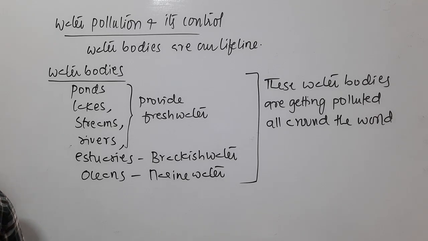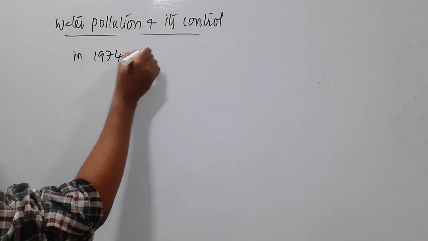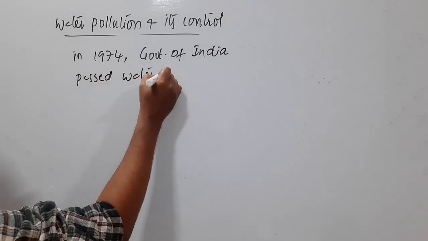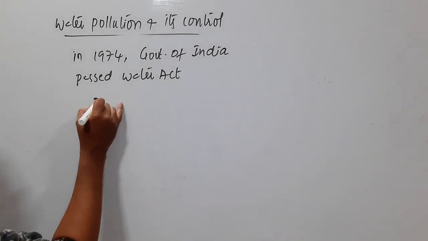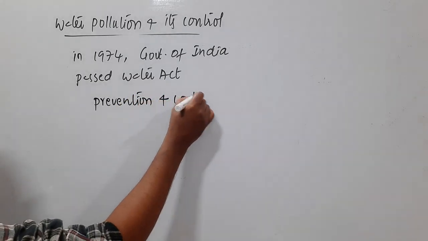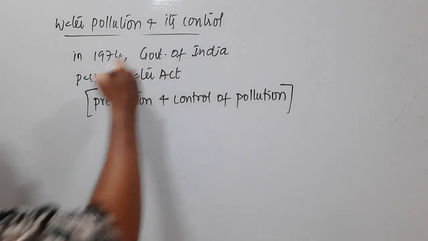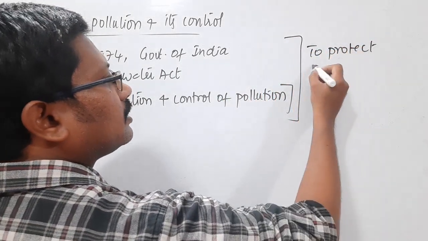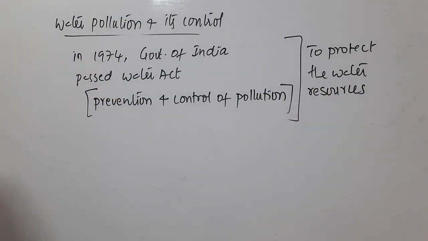Now, to prevent this water pollution, the government of India passed the Water Act in 1974, which includes the prevention and control of pollution of the water bodies. So that's the Water Act 1974. This act will help to protect the water resources.